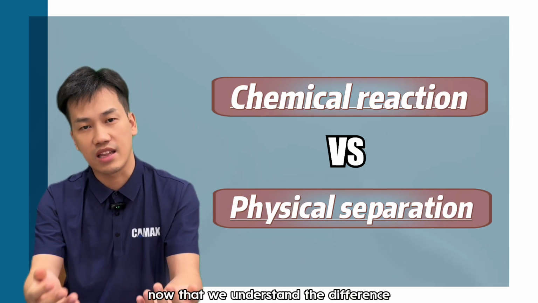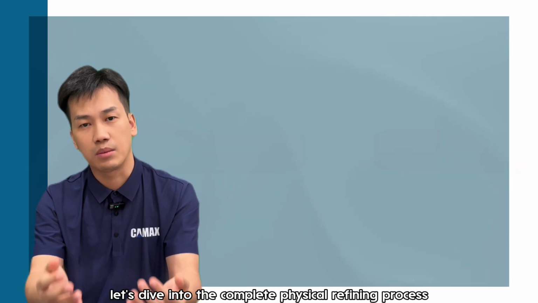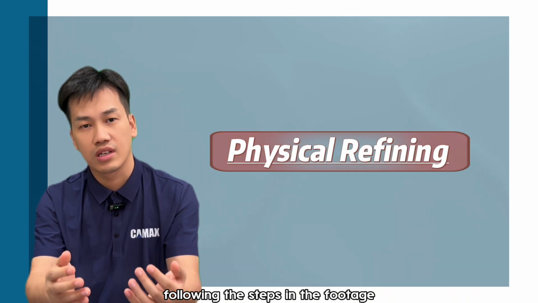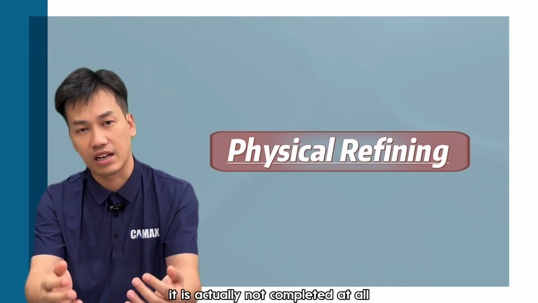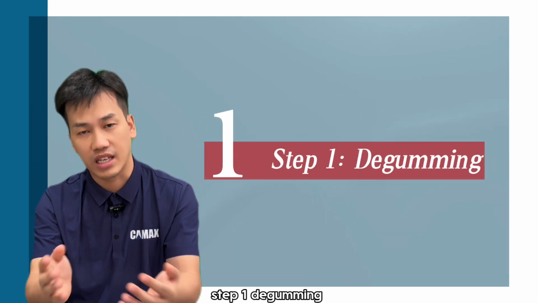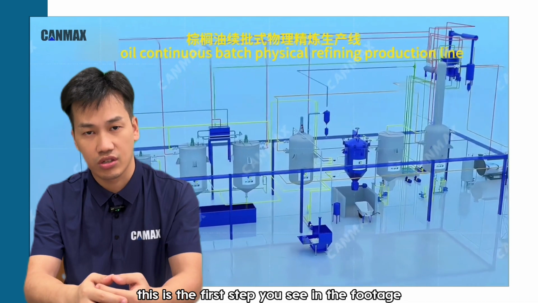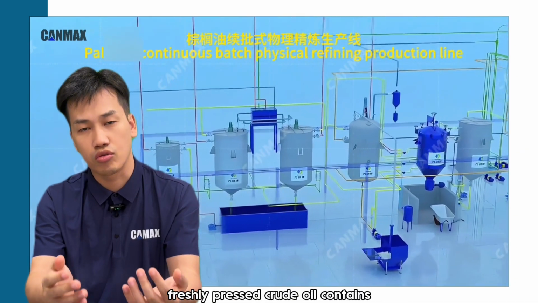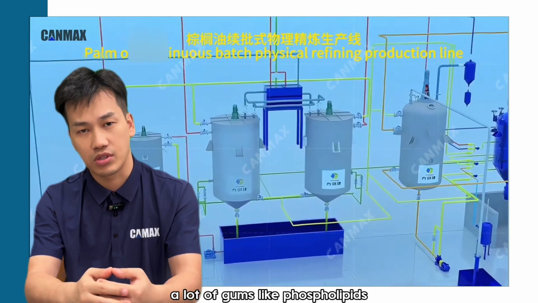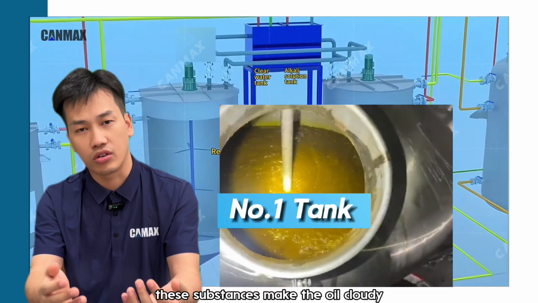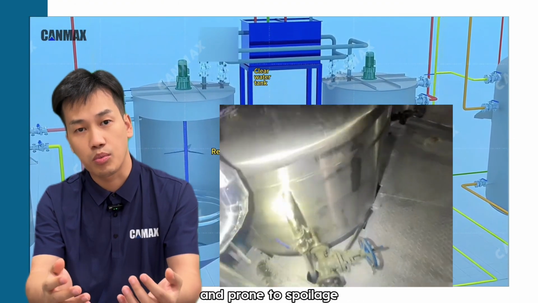Now that we understand the difference, let's dive into the complete physical refining process. Following the steps in the footage, it is actually not complicated at all. Step 1. Degumming. This is the first step you see in the footage. Freshly pressed crude oil contains a lot of gums like phospholipids. These substances make the oil cloudy and prone to spoilage.